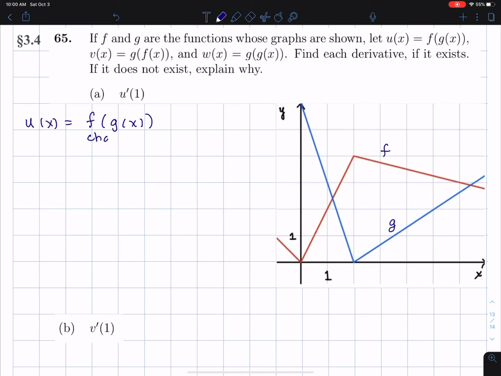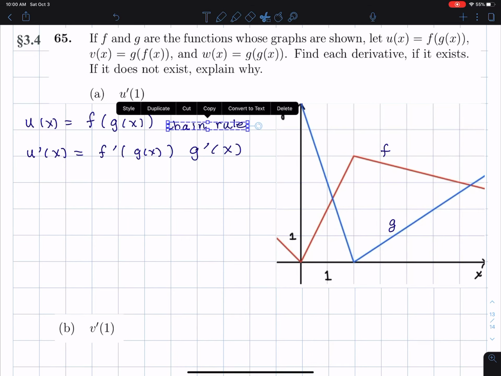So I use the chain rule here and get that u prime of x is f prime of g of x times g prime of x. Now let me try to say something that could possibly make this a little easier to see what's going on. We have two functions f and g. Essentially what the chain rule is saying is that I take the derivative of f and I take the derivative of g and multiply the two together.